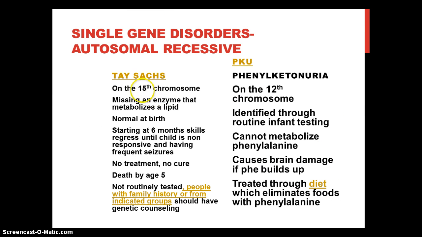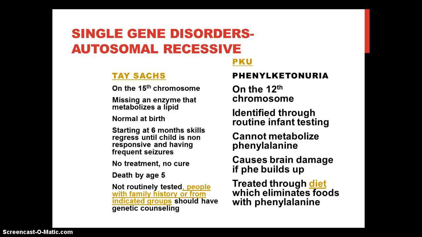Two conditions that are autosomal recessive, Tay-Sachs. It's on the 15th chromosome. The person is missing an enzyme that metabolizes a lipid or a fat. This person starts normal till about 6 months old, and then they start regressing, and they're dead by age 5. Not routinely tested, but people who are from Eastern Europe and are of Jewish background, then they need to be tested because that's the most common group that has this.